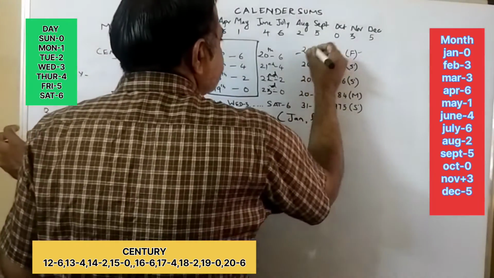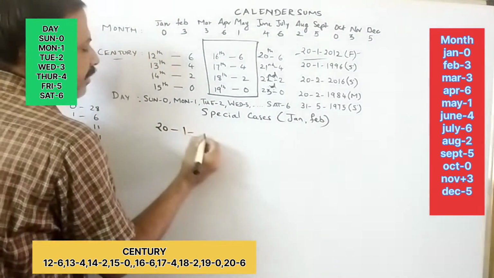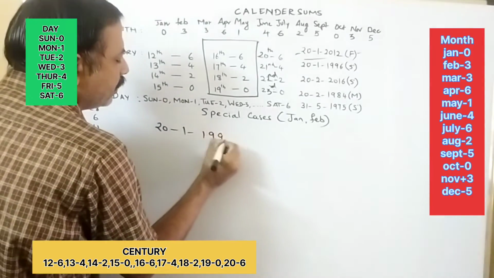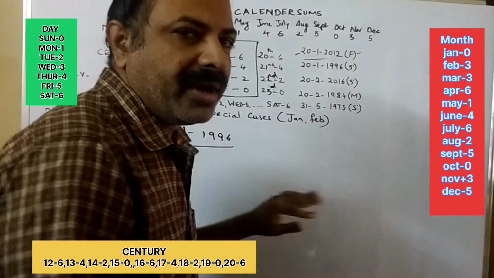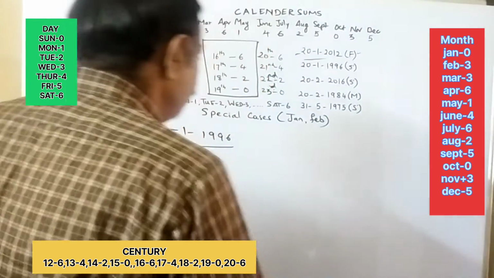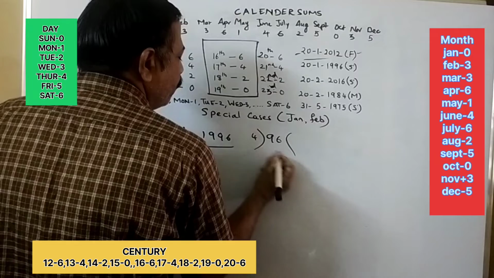So the answer is Friday. This we have done now. Second one, 20th January 1996. Again I am getting January. For the January month, you know we have to go 1 day before. So the first step is 96 divided by 4.